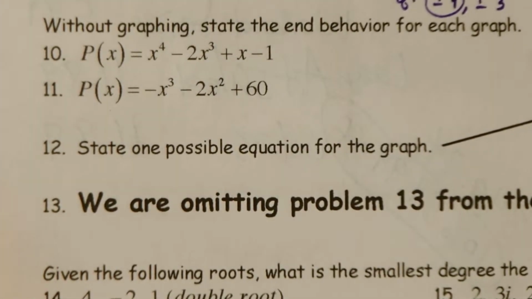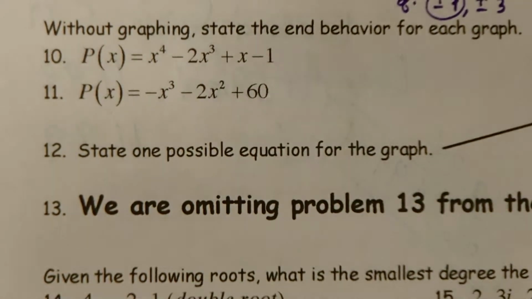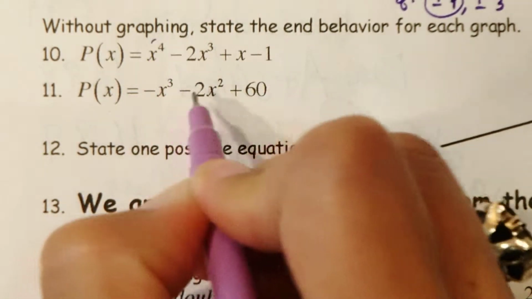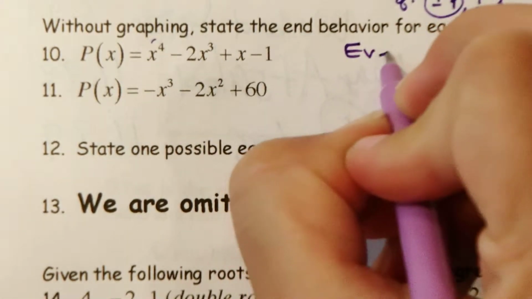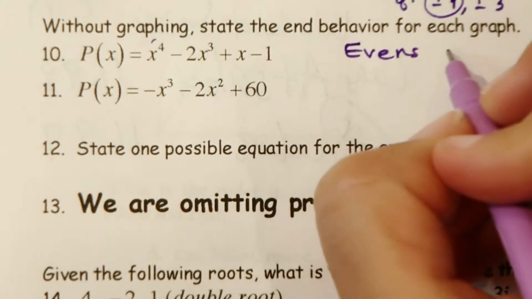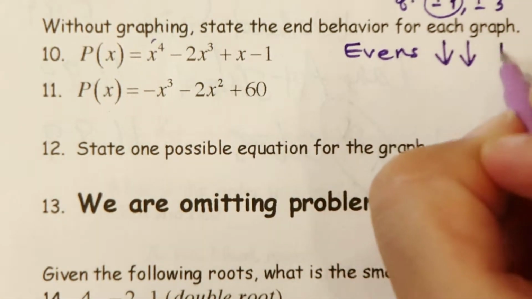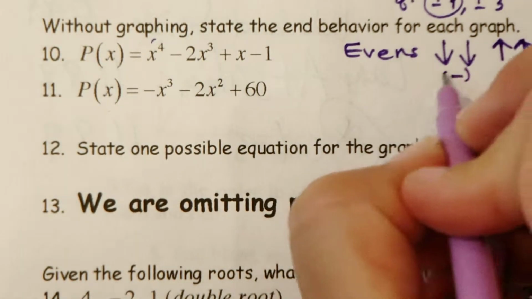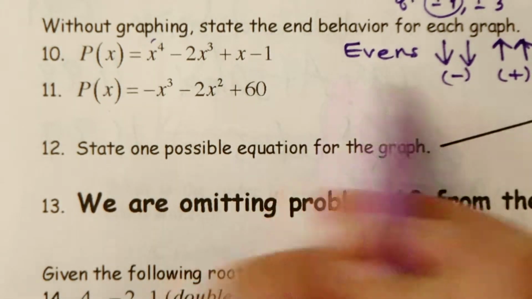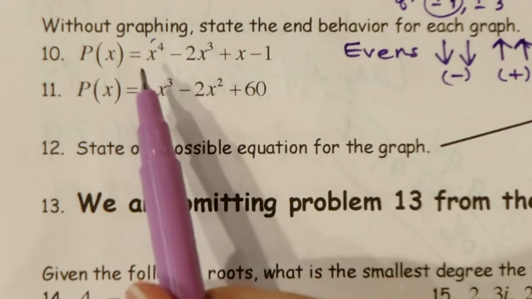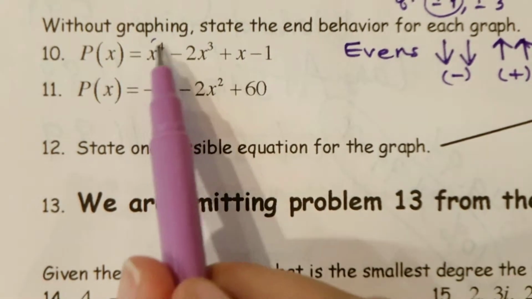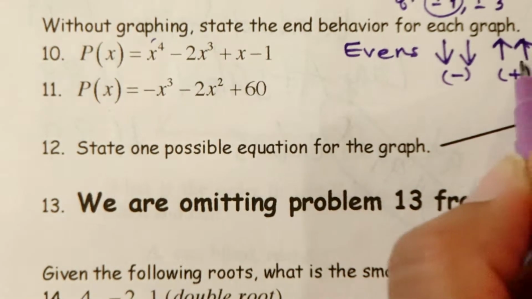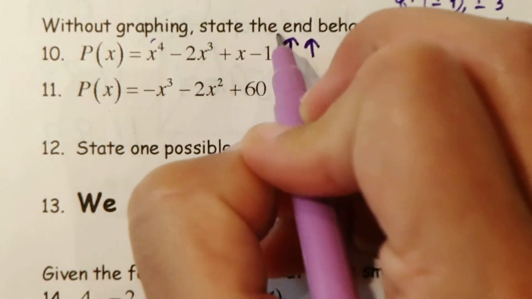Number 10, without graphing, state the end behavior for each graph. So without your graphing calculator to check you, you have to know even powers and odd powers. Evens, which are even numbers, are either going to be down, down, or up, up, depending on whether they're positive or negative. Obviously, this will be a negative, this will be a positive. So taking that into account, this is an even function. I'm sorry, not positive, it's a 4, so it's an even number. It's a positive value, so it's going to be up, up for our answer.